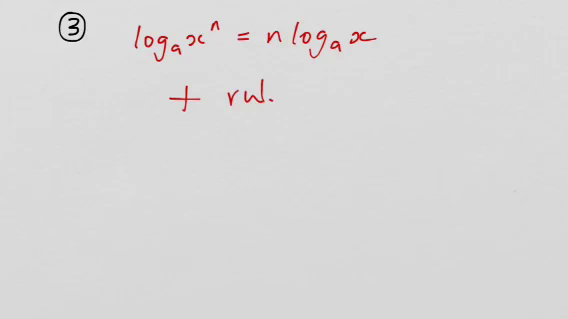Question 3, that's back to log to the base a of x to the power n equals n log to the base a of x. But first of all you have to use the add rule. So use the add rule first of all by multiplying the x squared and the x to the power 5, and then use the rule about the indices.